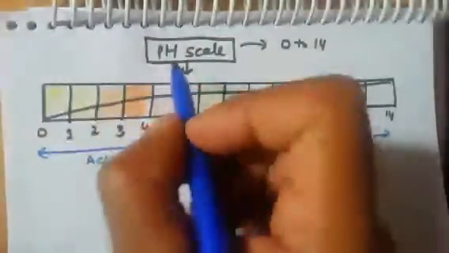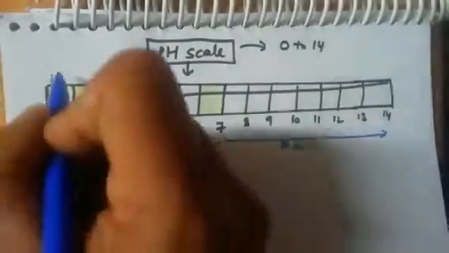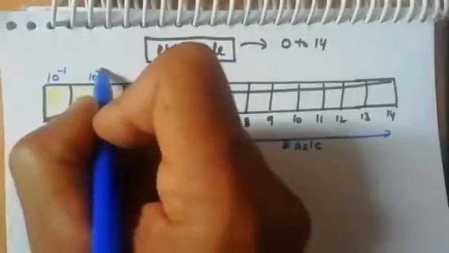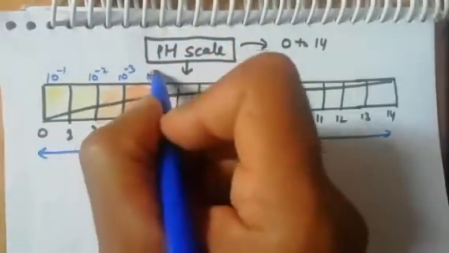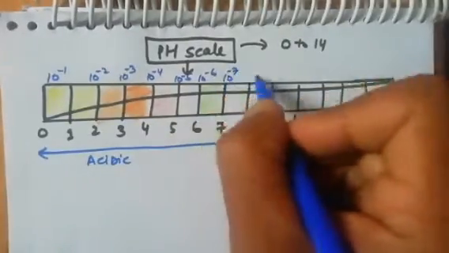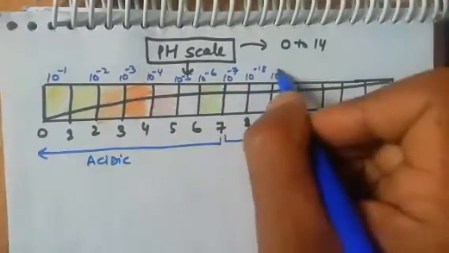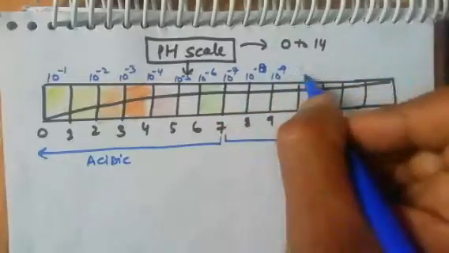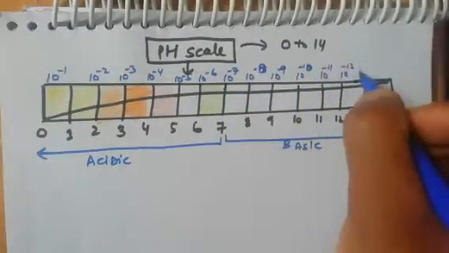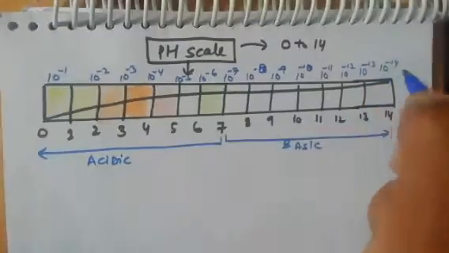So if it is 1, it will be written as 10 raised to power 1. Then 10 raised to power minus 2, minus 3, minus 4, minus 5, minus 6, minus 7, similarly 10 raised to power minus 8, minus 9, minus 10, minus 11, minus 12, minus 13, and similarly 10 raised to power minus 14.